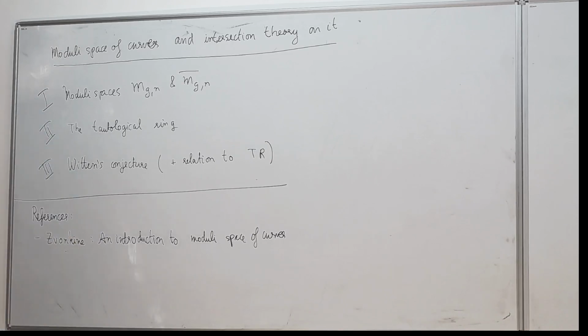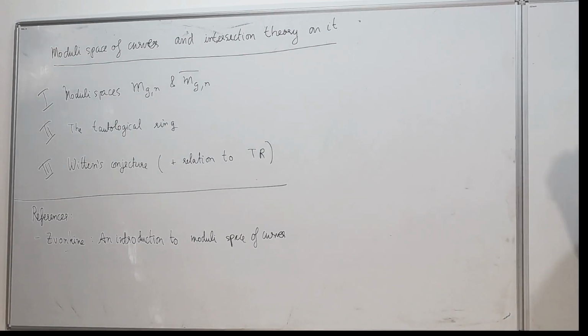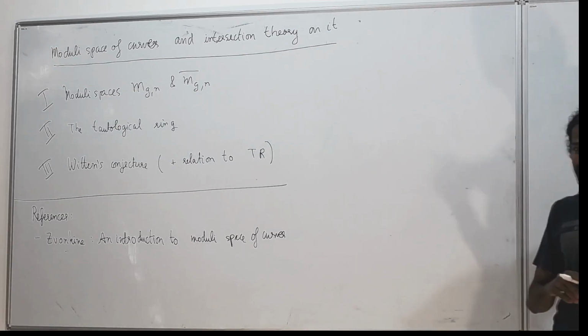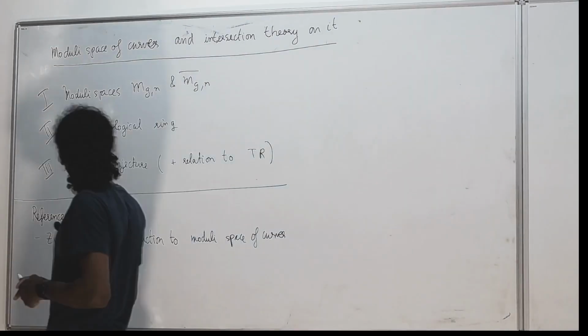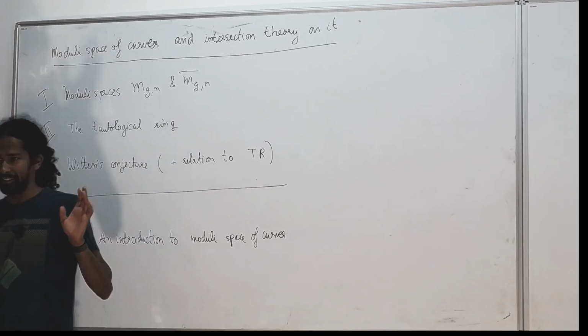So basically, it'll be a very, very easy elementary introduction to the moduli space of curves, and some intersection theory on it. Somehow the goal is not to be very precise, but that at the end you'll be able to compute some intersection numbers. So if you're able to compute some intersection numbers at the end of this, that's great.